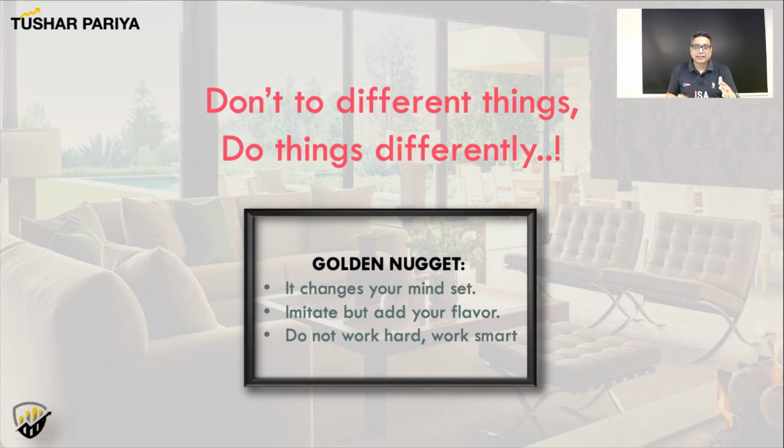What is the golden nugget? It changes your mindset. It changes your mindset, meaning your mind understands that something which is not done till now is doable. When you see someone has already done it and you imitate, it changes your mindset, saying that something which is not done is doable.